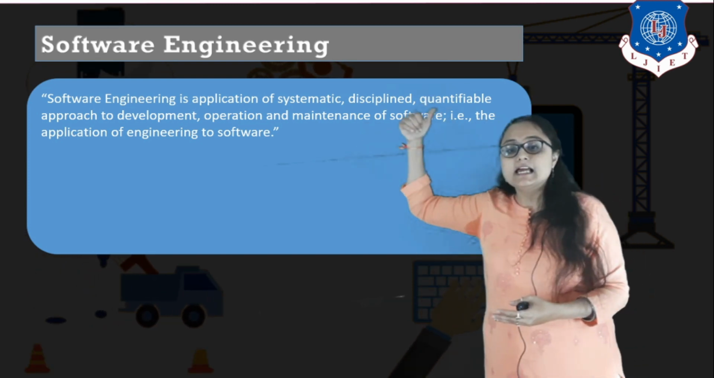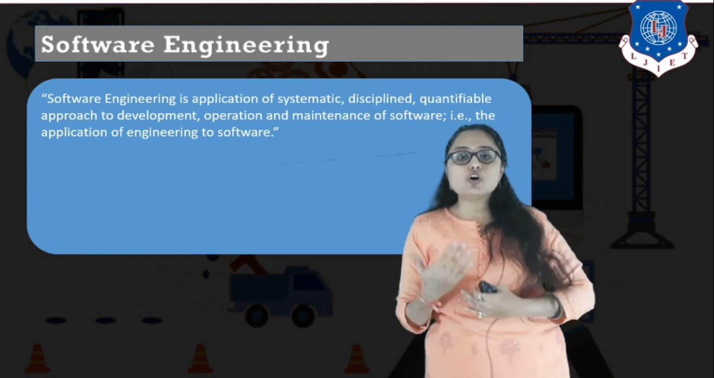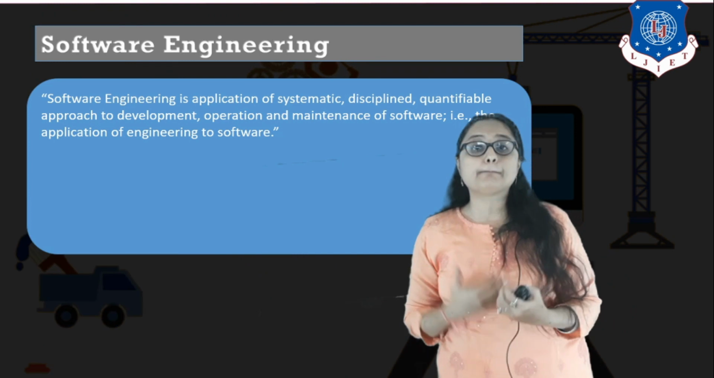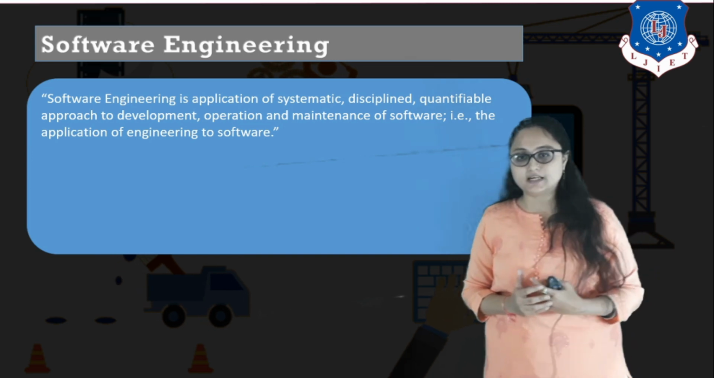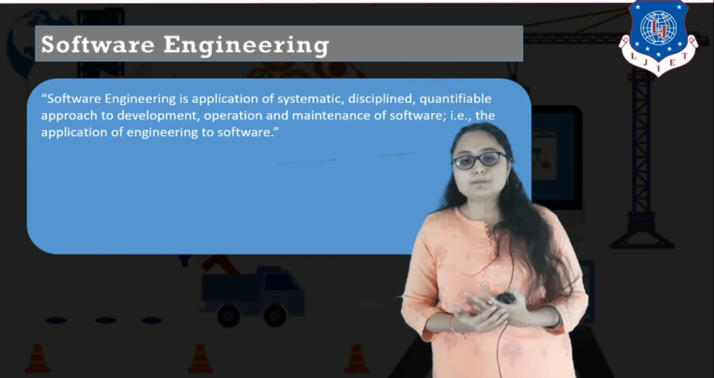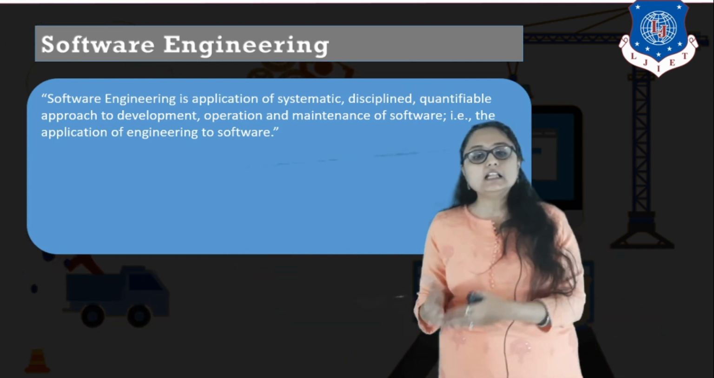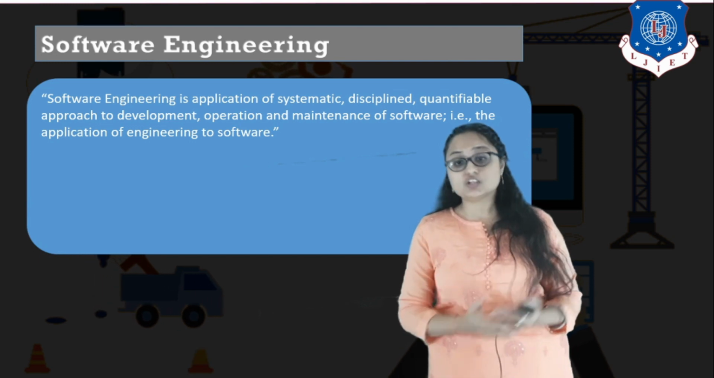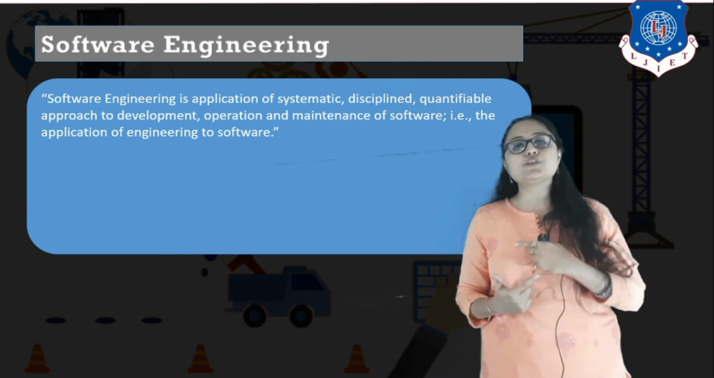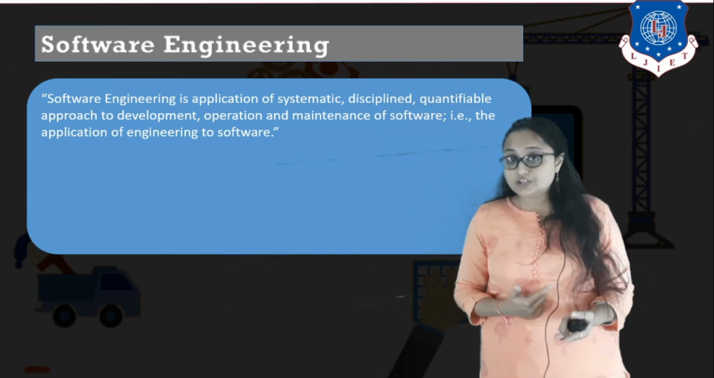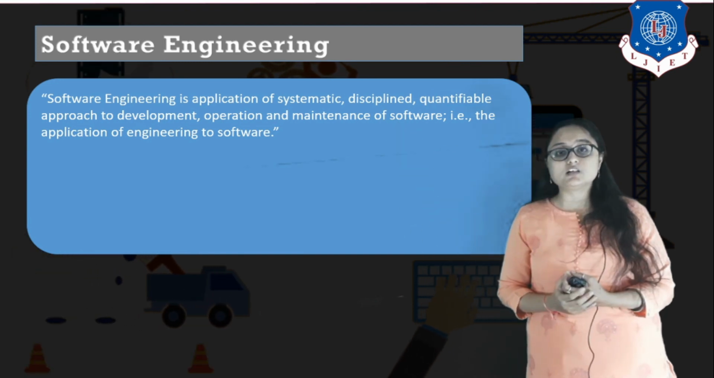Software engineering is a systematic, disciplined and quantifiable approach to what? Now what are we applying this approach to? The first thing we are applying the approach to is development. That is, you are applying this approach to the whole process, starting from the requirement analysis phase till the testing phase. The whole process is known as the development process. So you are following the system, the discipline, and applying the quantifiable approach to the whole development procedure. The second is operation.